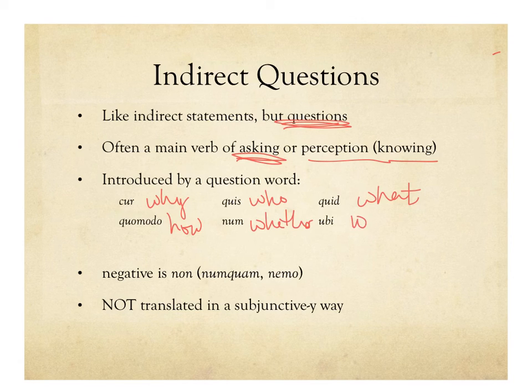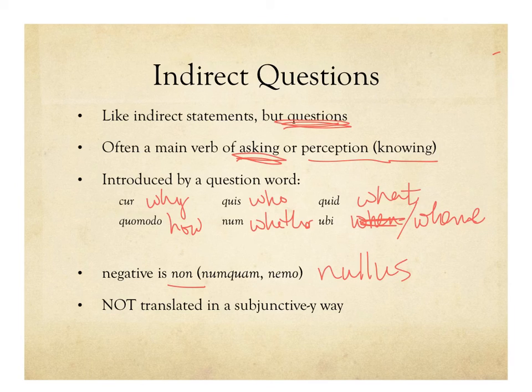ubi, when or where, depending. I guess here in this situation it's probably where. But these kinds of words indicate that we have some kind of question, and these kinds of questions are followed by the subjunctive. Negative is non or some other word that makes something negative, like numquam, never, nemo, no one, nullus, no, right? Any of those would make a sentence negative too, a clause negative.